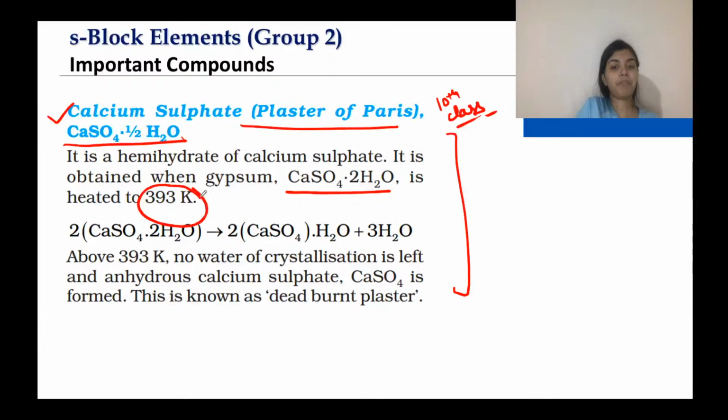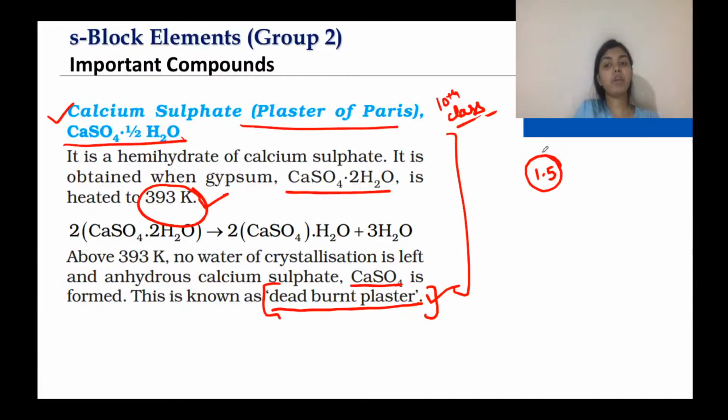393 Kelvin. Now, if you heat calcium sulfate dot 2 H2O, that is gypsum, above 393 Kelvin, all of the water is removed. Now, only calcium sulfate is left, no water is left now, and this is known as the dead burnt plaster. That means you have removed all the water from calcium sulfate. And if you have removed 1.5 water molecules from calcium sulfate, that will give you POP. That is plaster of Paris.